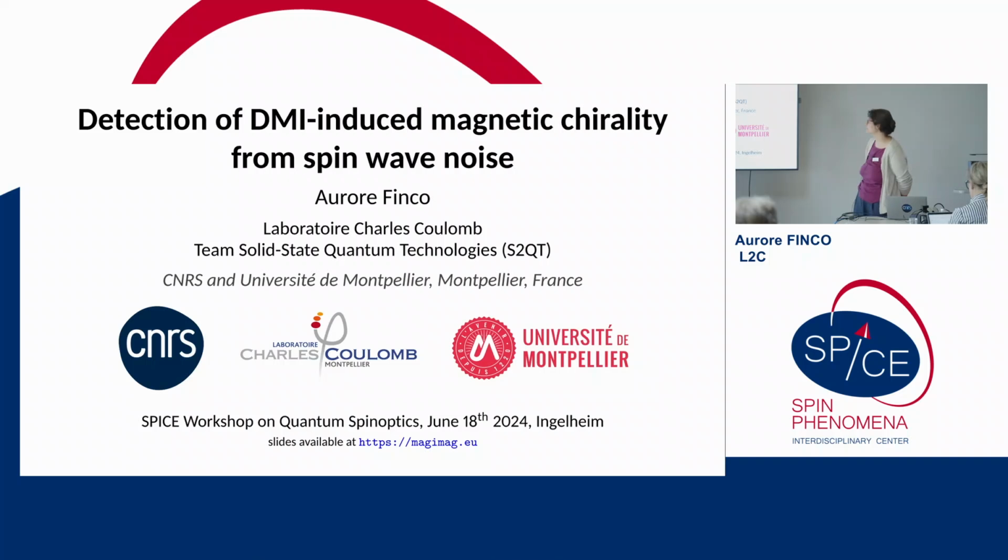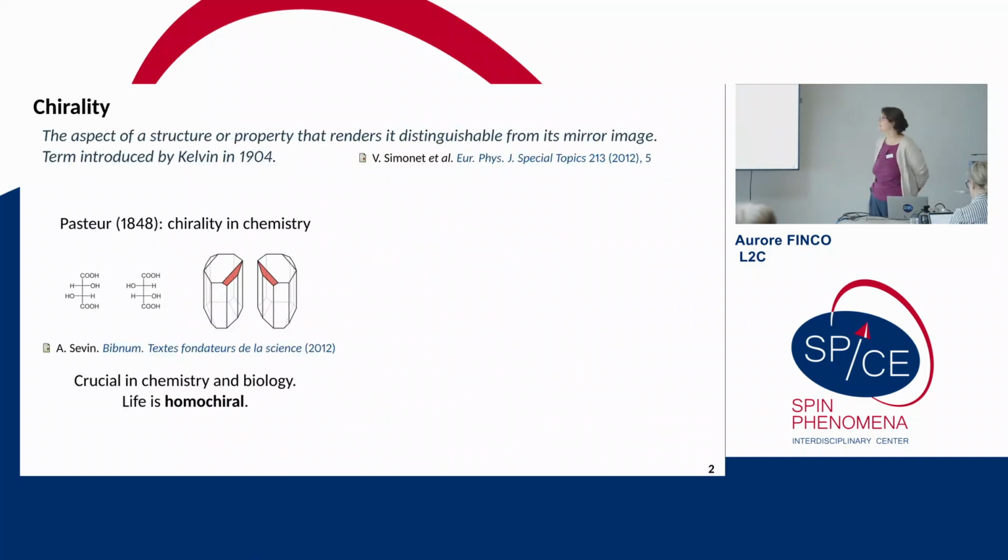So we're going to go back to experiments for a little while and back to NV centers also. Before that, I want to talk about magnetic chirality. So let me first specify what I want to talk about.